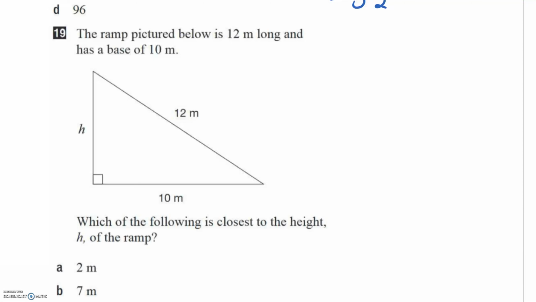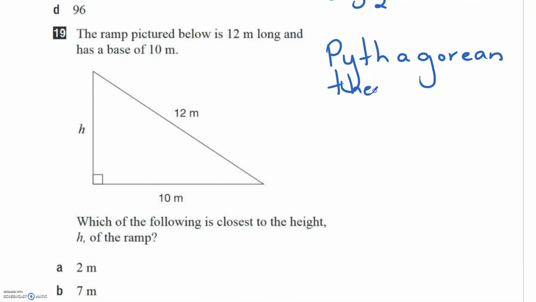So for this question here, number 19, the ramp pictured is 12 meters long and has a base of 10 meters. So thankfully, they give you the picture, and they want you to find the closest to the height h of the ramp. You need to recognize that this is a right angle triangle, and in right angle triangles, we use the Pythagorean theorem. Okay, so it's the one that's up on the wall near the projector. So the Pythagorean theorem.